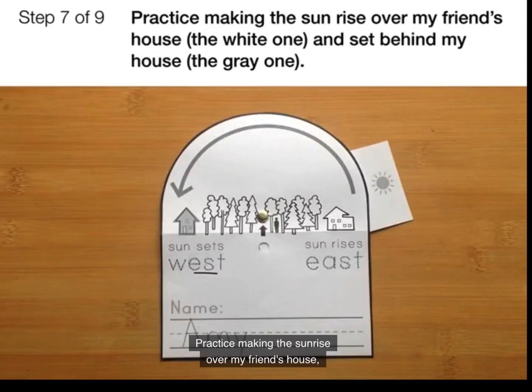Practice making the sun rise over my friend's house, the white one, and practice making the sun set behind my house, the gray one.